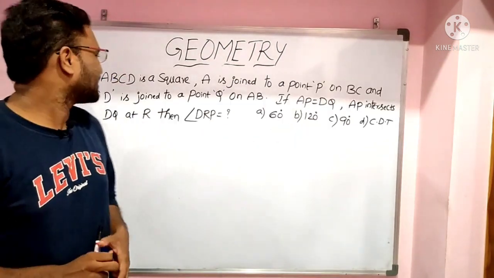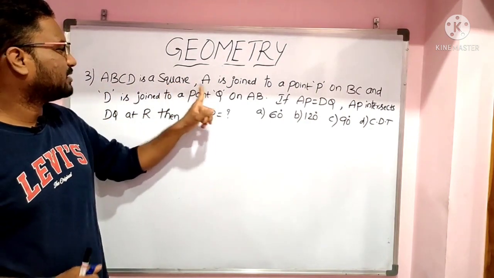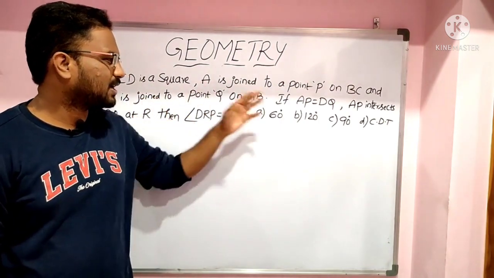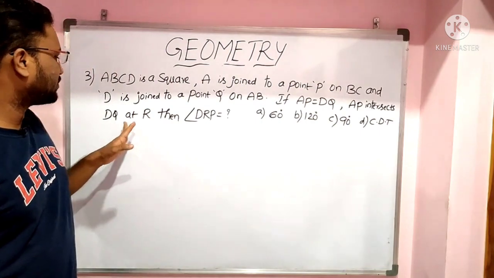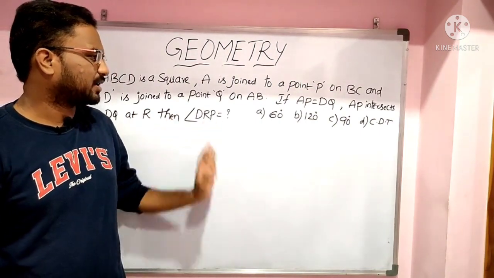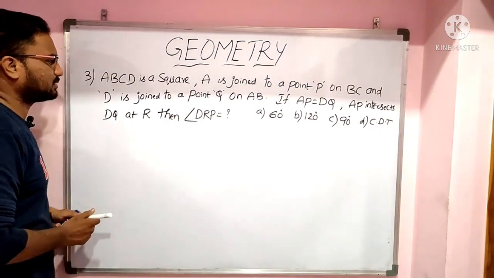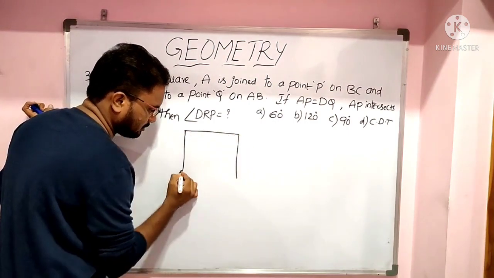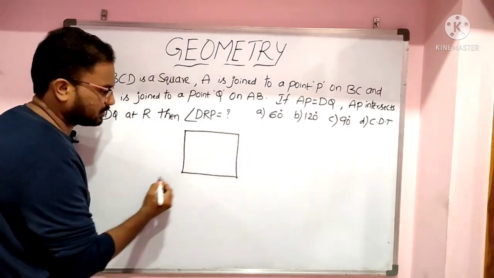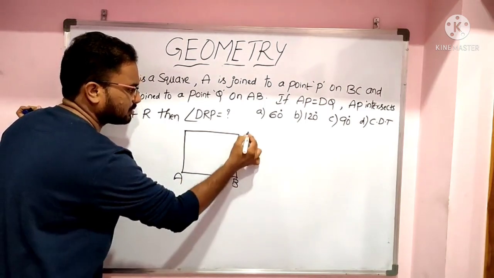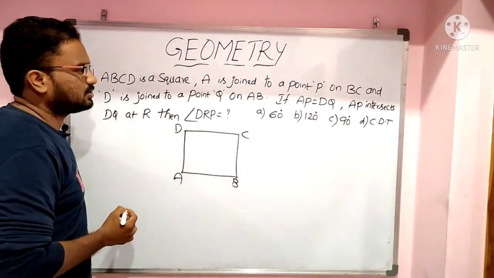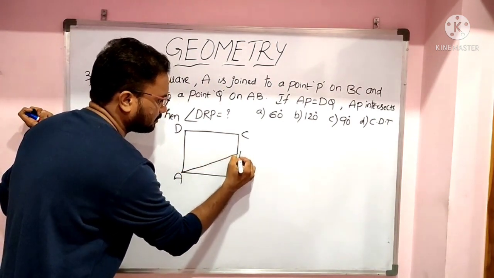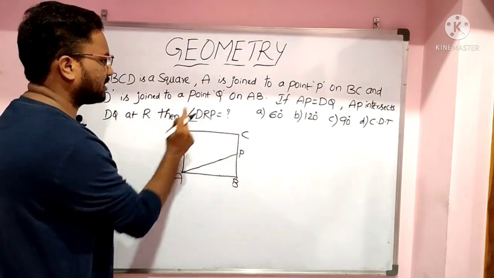Next problem. ABCD is a square. A is joined to a point P on BC and D is joined to a point Q on AB. If AP equals DQ, and AP intersects DQ at R, then we need to find angle DRP. So let's draw a figure. ABCD is a square with A, B, C and D. A is joined to point P on BC, and D is joined to point Q on AB.